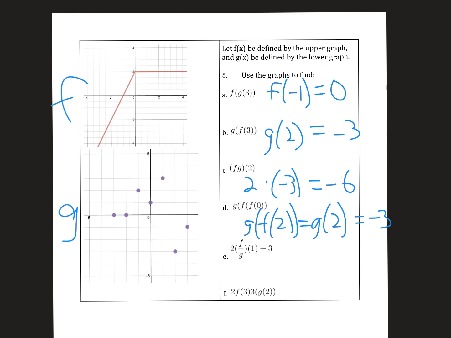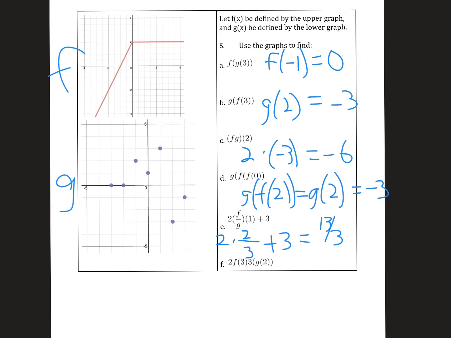F over G of 1 times 2 plus 3. So F of 1 is 2. G of 1 is 3, times 2 plus 3. So that's 4/3 plus 3. 3 is the same thing as 9/3. So 4/3 and 9/3 is 13/3.